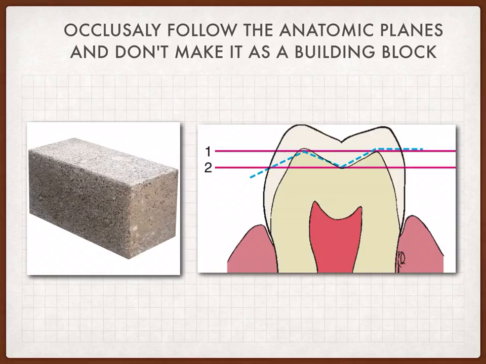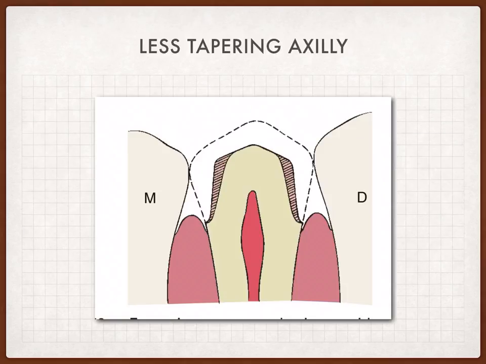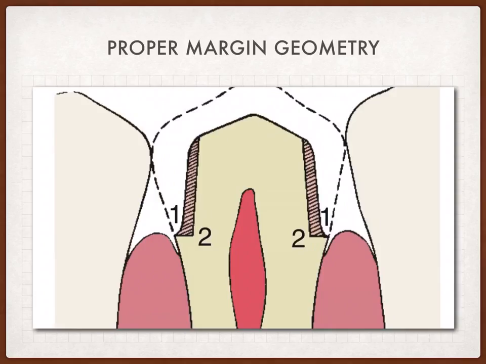For example, here in this picture, you should not do your preparation following the pink lines. No, you should do your preparation following that dotted blue line. Don't make your preparation like a block. Guys, you are not a building worker, you are a dentist, so you should respect and conserve the tooth structure. And also by less tapering axially. You should always do as little tapering as possible to conserve the tooth structure, and by the proper margin geometry that is conservative to the tooth structure yet compatible with the other aspects of the tooth preparation.